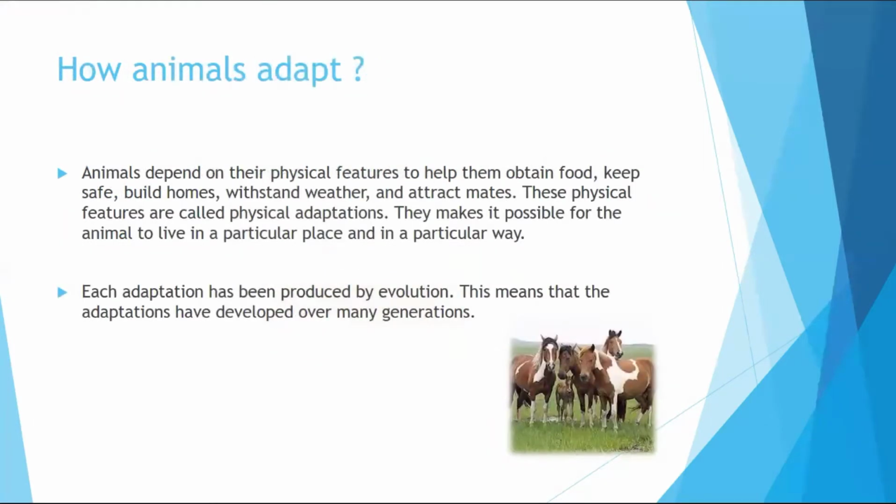How animals adapt. Animals depend on their physical features to help them obtain food, keep safe, and build homes. These physical features are called physical adaptations. They make it possible for the animals to live in particular places in a particular way.